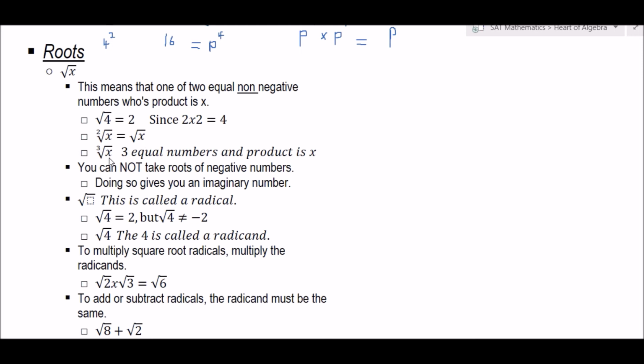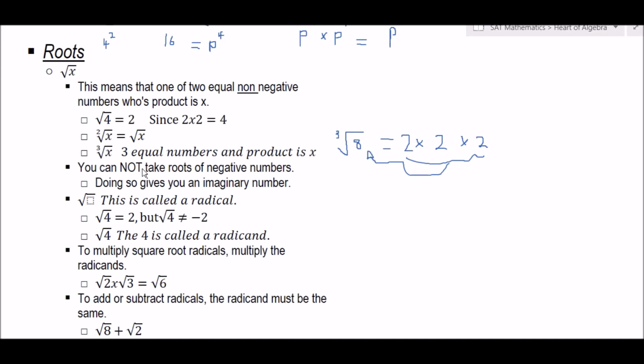Here is the cube root of x, and there are 3 equal numbers and their product is x. So an example of this would be the cube root of 8. So there are 3 equal numbers and their product is x. So that would be 2 times 2 times 2. So these are 3 equal numbers and their product is x. And x is 8 over here.